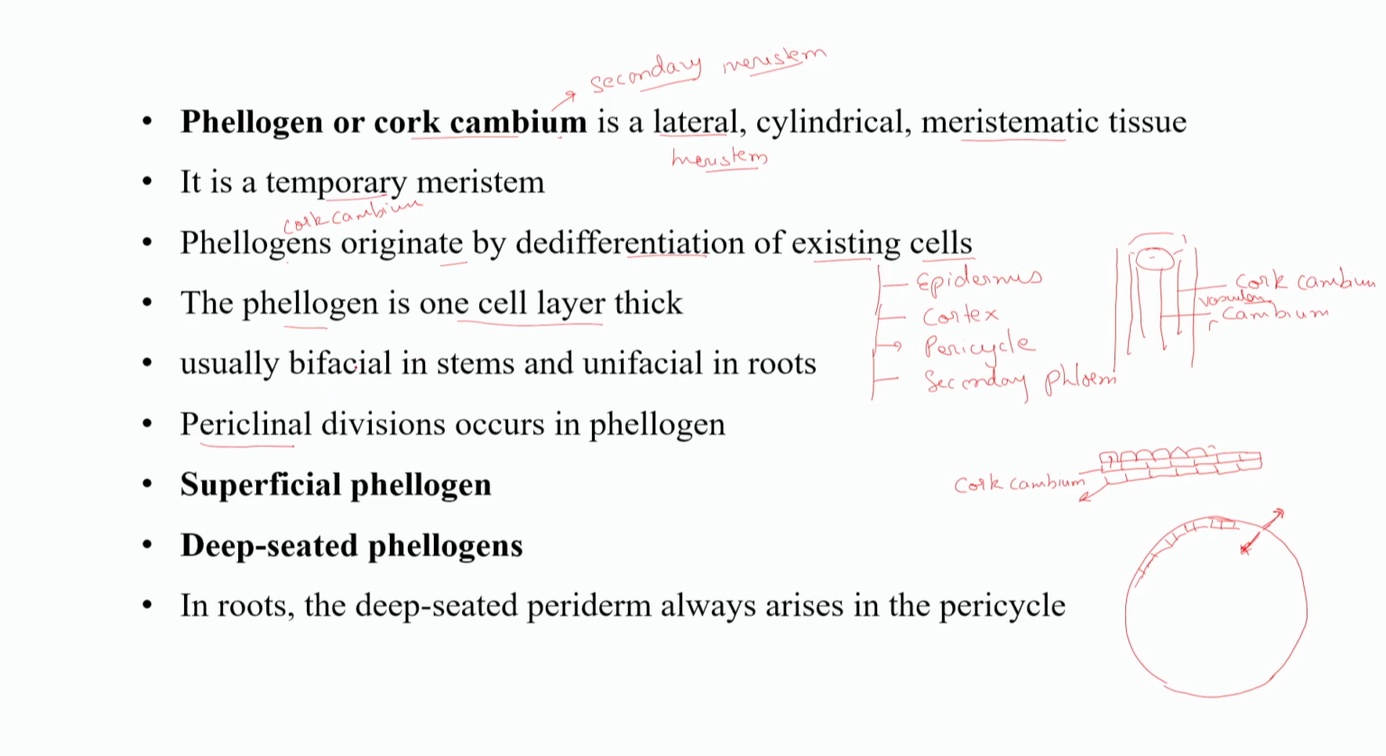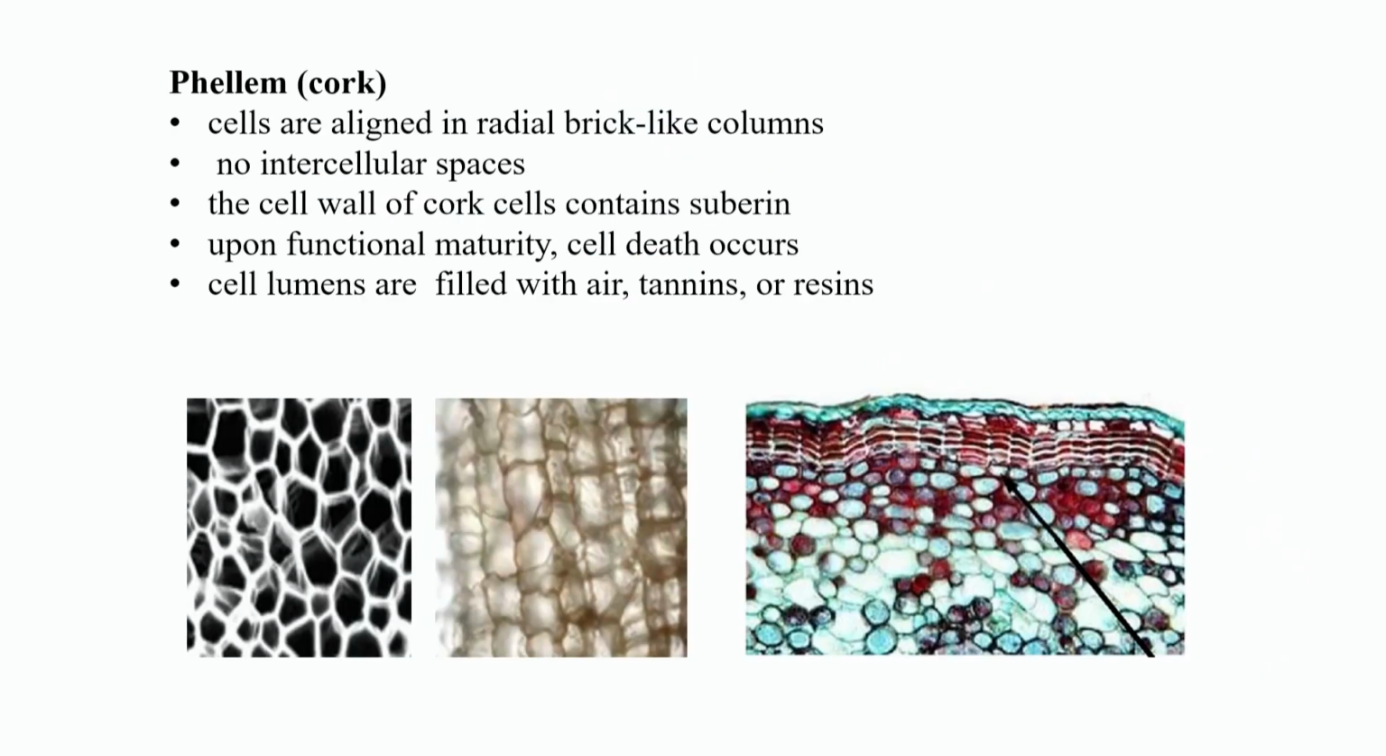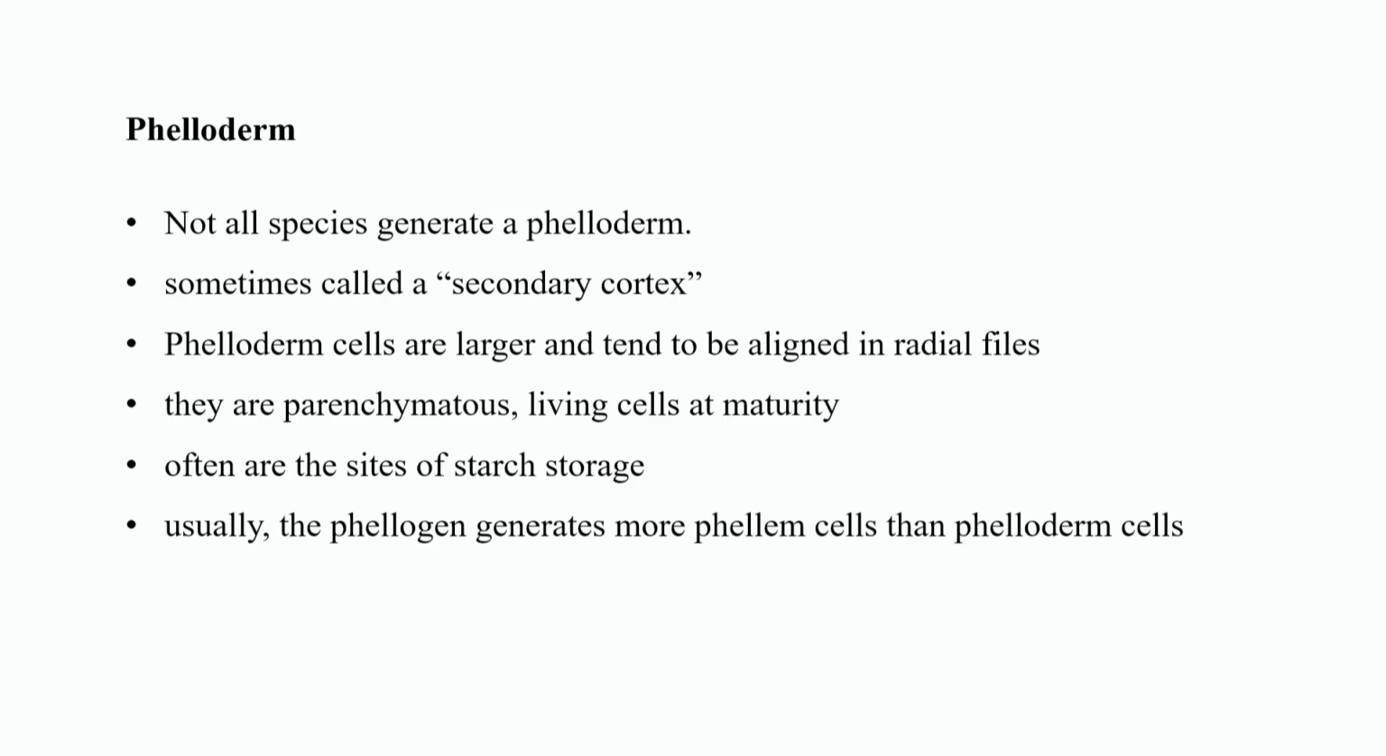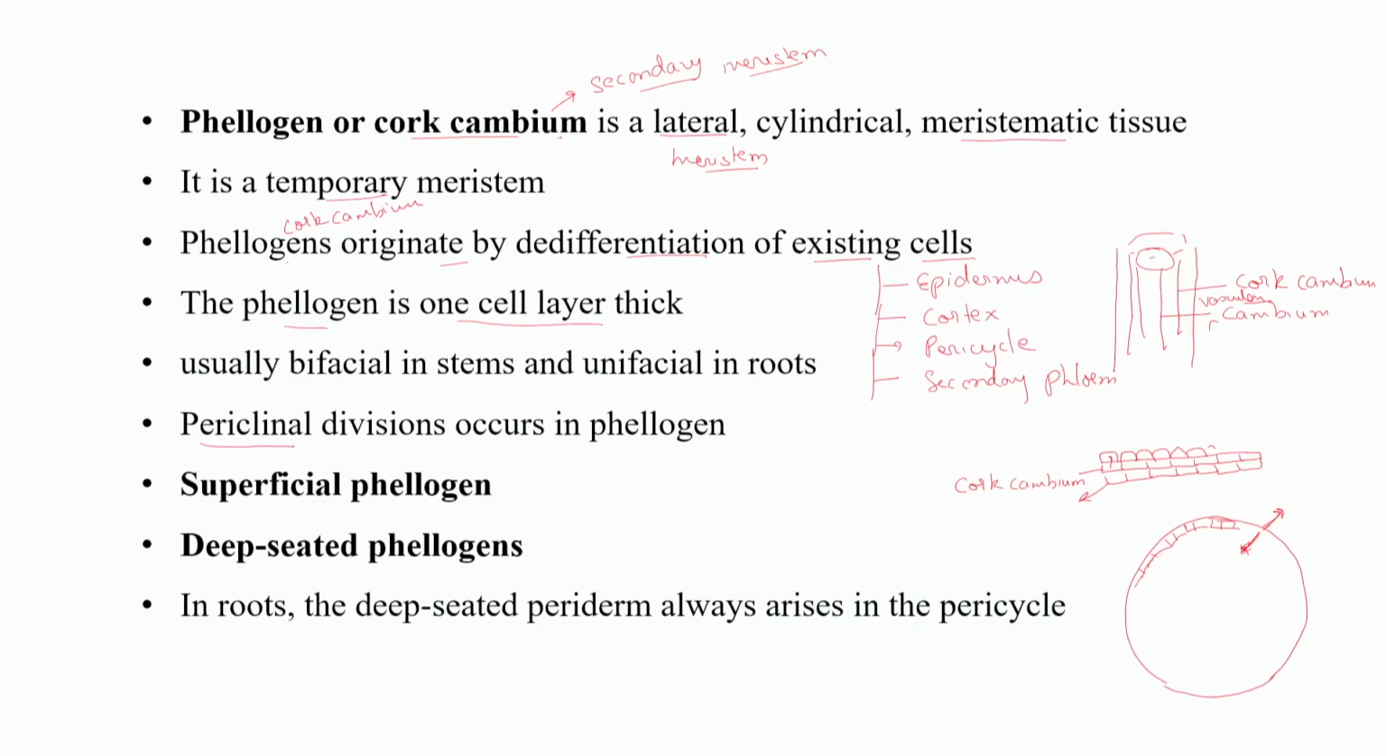And phellogen is bifacial in stems and unifacial in root. See, bifacial because it will give rise to tissue on either side, on one face as well as on the other side, whereas sometimes in root it might give rise to tissue on one side only. Sometimes that case may also arise.